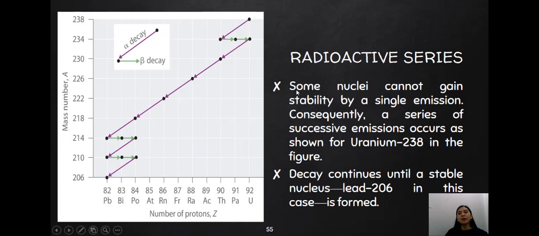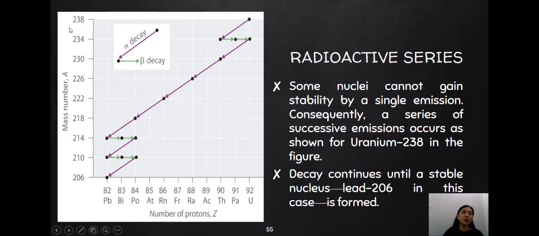So it says here, some nuclei cannot gain stability by single emission. Consequently, a series of successive emissions occurs, as shown for uranium-238 in the figure. Decay continues until a stable nucleus, which in this case is lead-206, is formed. So one thing you have to understand about radionuclides is that it's not a matter of, "I want to become stable, so I'll undergo alpha emission, and then okay." It actually takes time and a lot of different types of decay in order for it to get its stable configuration.